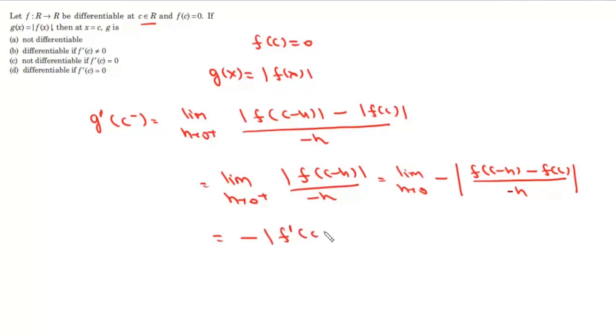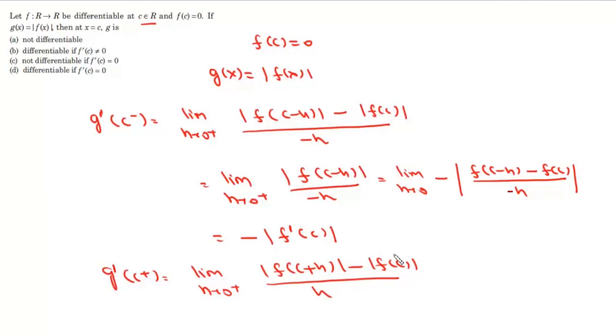f dash c. And in the same way, if we write g dash c positive, it will be the limit h tends to 0 positive of mod of f(c + h) minus mod of f(c) upon plus h. Now this is 0, we can write this as the limit h tends to 0 of mod of f(c + h) minus f(c) upon h, which is mod of f dash c.